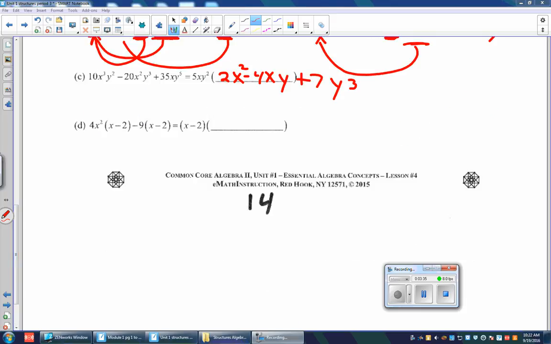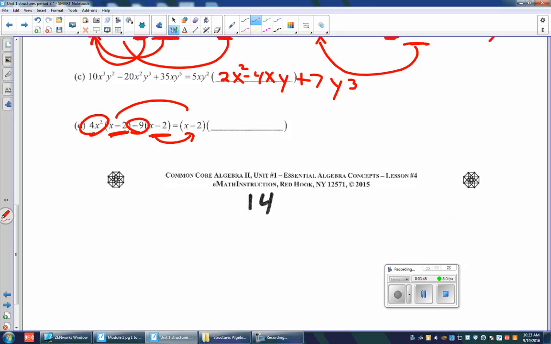This one is really cool. I know that you've seen it before. We notice that we have the x minus 2 and the x minus 2. So that has been factored out. What are we left with? Factoring by parts or grouping, we're left with the 4x squared minus 9.